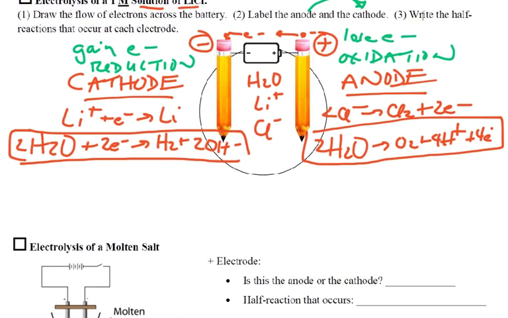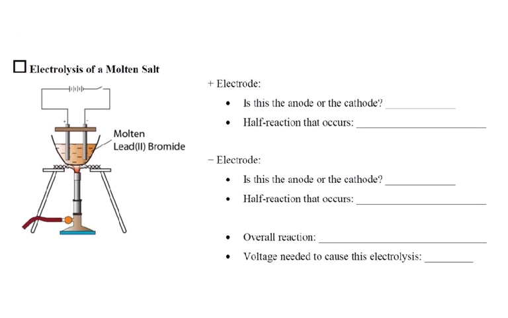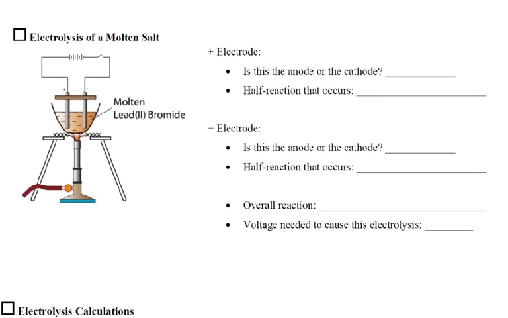So that's how we answer that first question. Okay, the next one's a little bit different, because now this is a molten salt, and molten means melted. So we have this heated up so much, with a Bunsen burner, that it actually turns into liquid. So now we have no water involved, and that makes it a little bit easier.